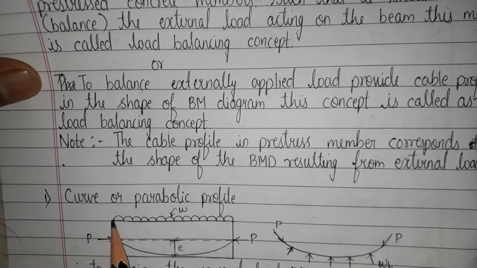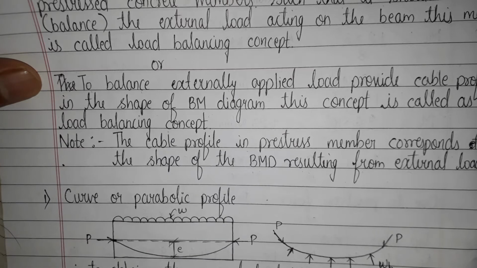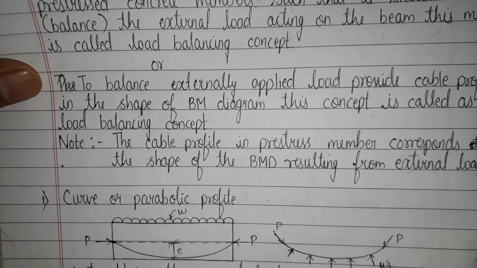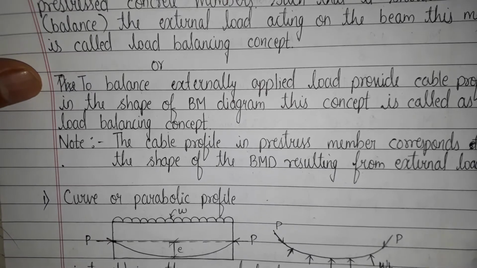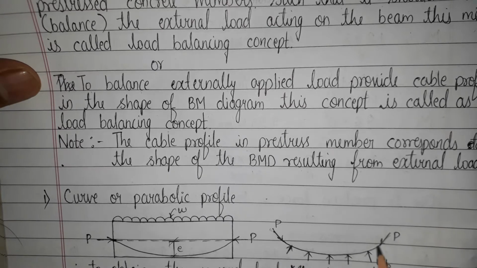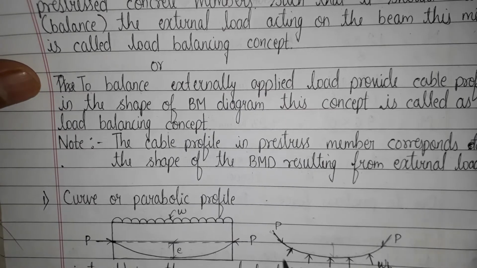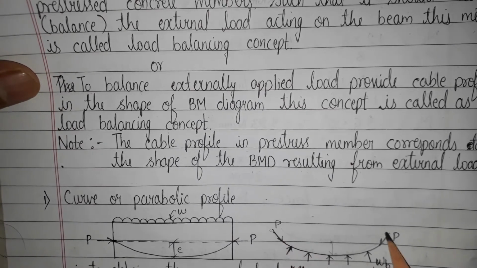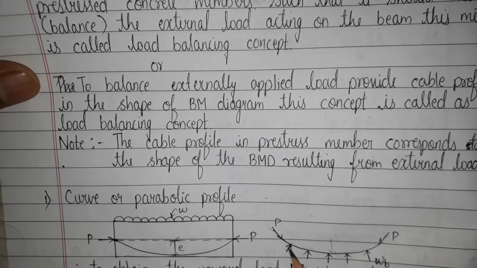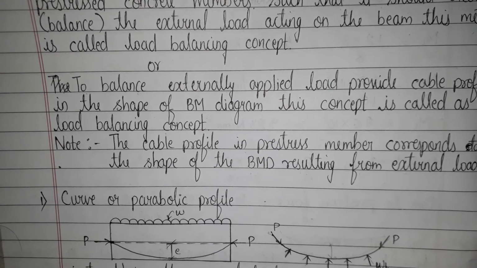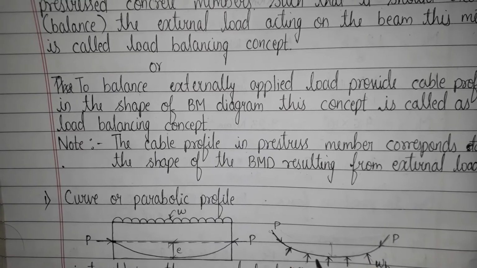Here you can see the load is UDL. If the load is UDL, the bending moment diagram will be parabolic. To resist that, we can provide a parabolic cable profile with some eccentricity at midspan. Understood? You can see here these are the balancing forces because of the cable profile. So you can balance that by providing a parabolic cable profile, and for that you can easily find out the eccentricity here.